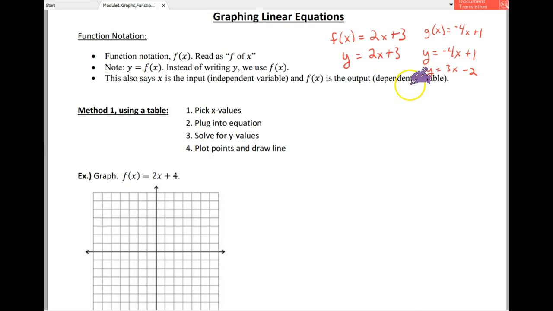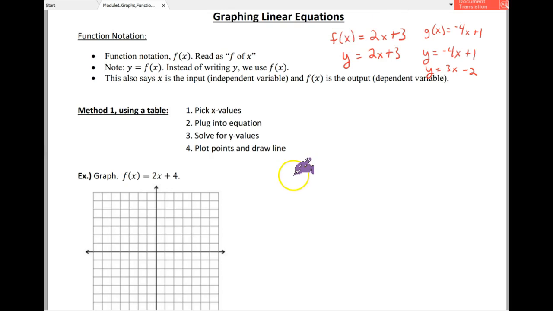And lastly, it tells us what variable is the input and what's the output. So this is a function of f. So the input is x. The output is f of x. So I can put in a number into this function, like 3. I can plug in 3 for x, and 2 times 3 is 6. 6 plus 3 is 9. The output would be 9. So if I input 3, the output is 9. So it tells us what variable is the dependent variable and what variable is the independent variable.